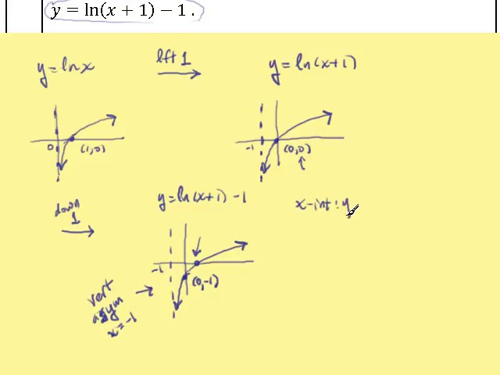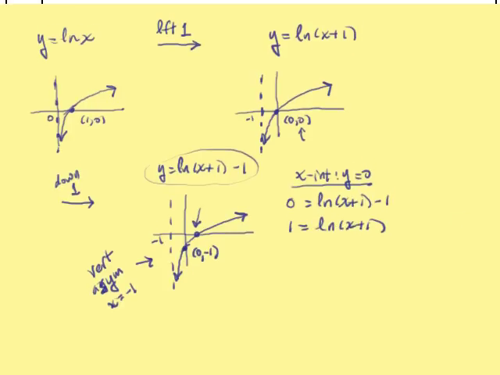So to find the x-intercept, we set y equals 0 in this equation. We have 0 equal ln(x plus 1) minus 1. Add 1 to both sides. Exponentiate both sides because the exponential function base e is the inverse of ln. So when we do that, the right-hand side unravels and we just get x plus 1. On the left side we have e to the 1, just e. Now subtract 1 from both sides and we have x is equal to e minus 1.